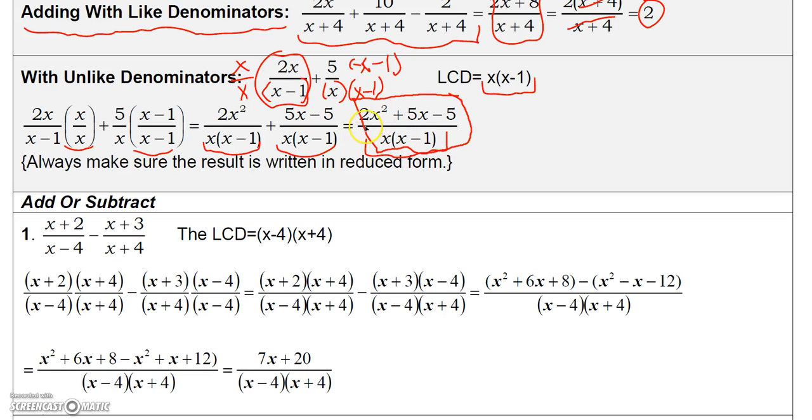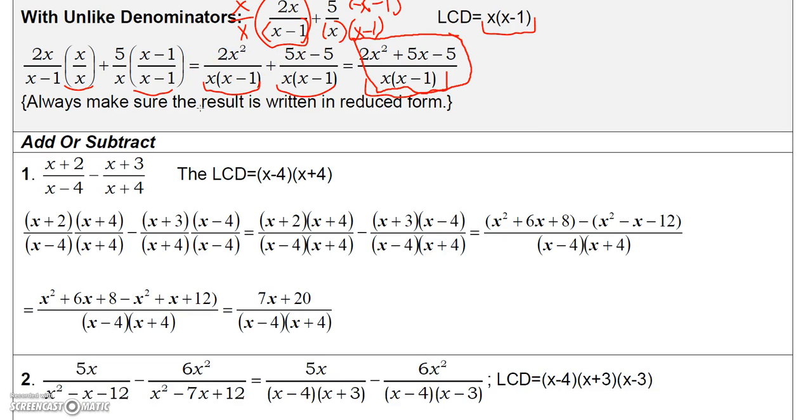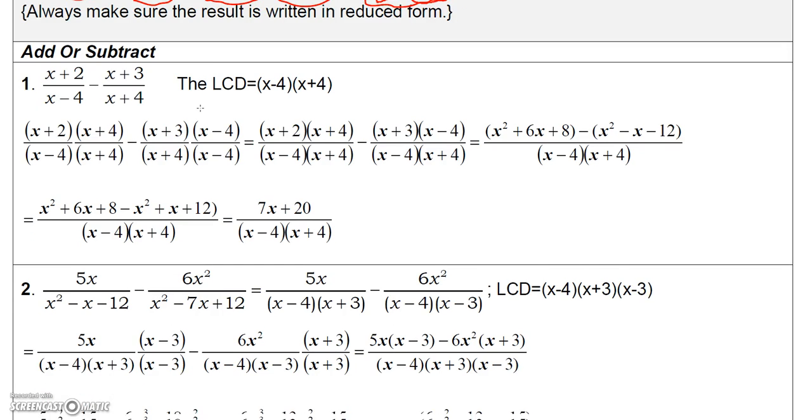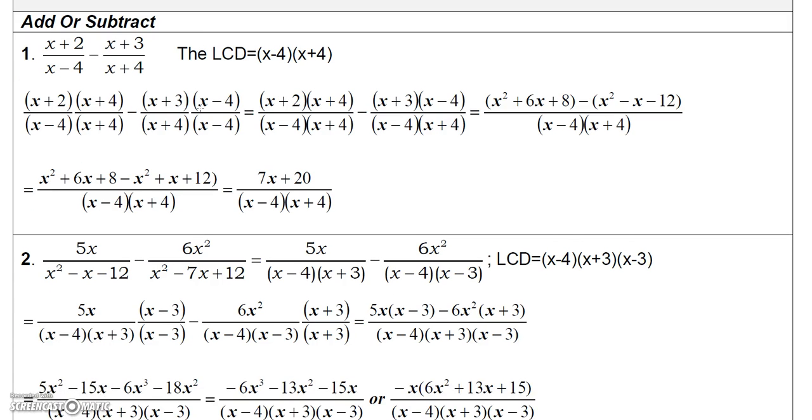But at the end, you always want to check and see if the final answer can be reduced further. Okay, I have an example or two of that I'll show you in a minute. Okay, so here's a subtraction problem, and notice I have unlike denominators. See, this one's x minus 4, and this denominator is x plus 4.